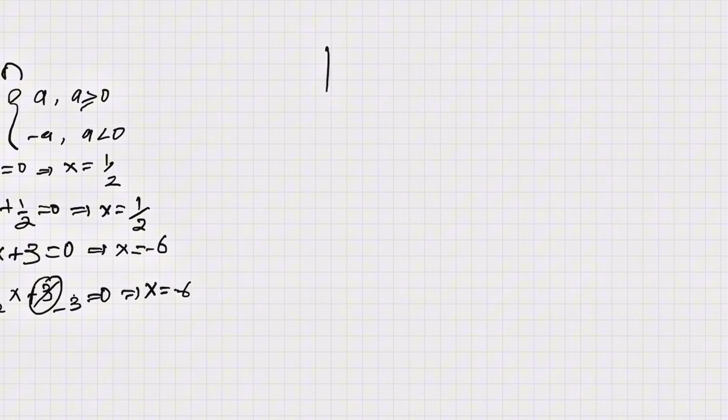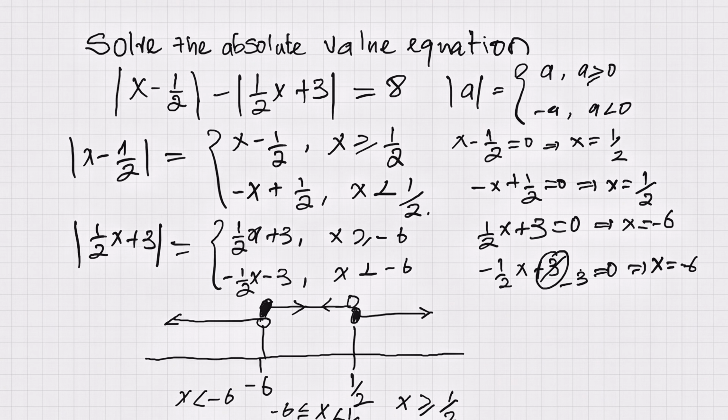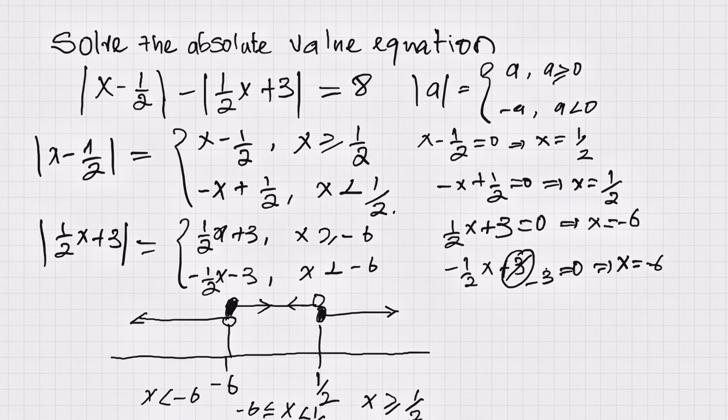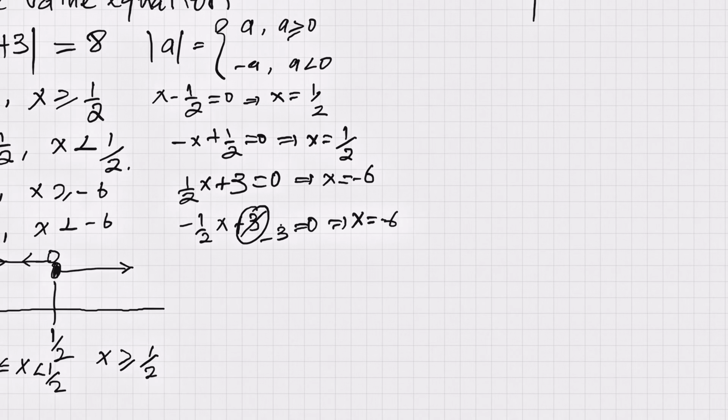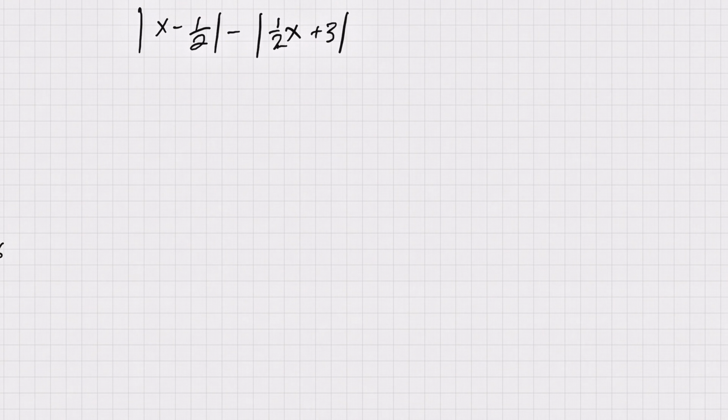So we have the absolute value of x minus half, plus x plus 3 equal to 8. So we have the absolute value of x minus half, minus half x plus 3, equal to 8. All right. So let's look at case 1.